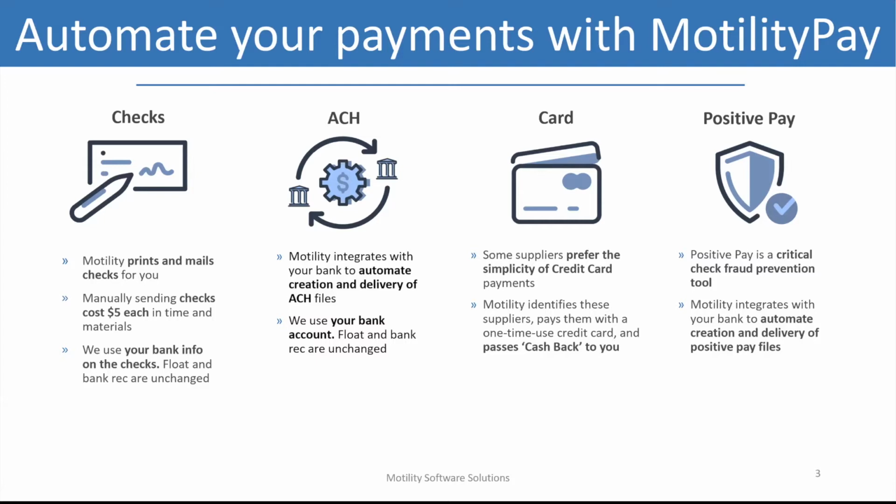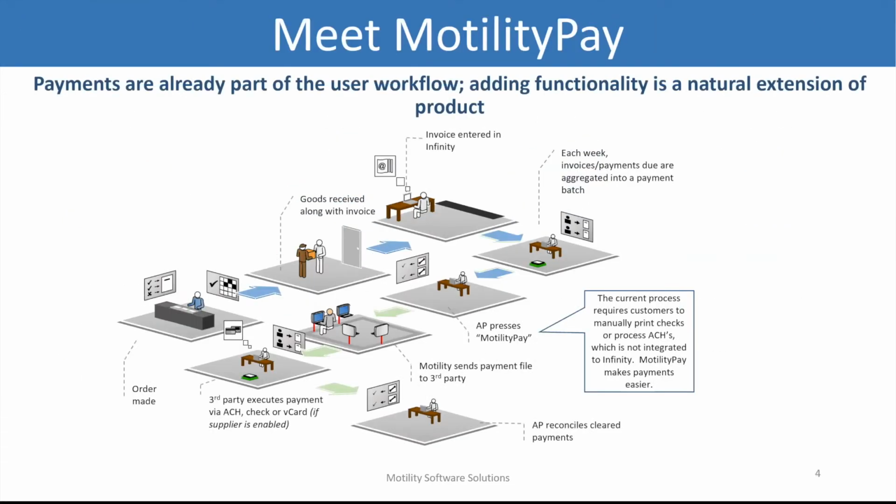With MotilityPay, we can also deliver your ACH payments. We can also pay your vendors with what's called a virtual V card. We'll get into what that exactly is in a moment, but it's a really neat new technology where you can earn some cash back in the dealership. And finally, MotilityPay works great with Positive Pay. Positive Pay is a feature that banks offer. It's a free service. It's just an added layer of security in your check writing process where it's like a pre-verification. So again, MotilityPay aligns really good with that.